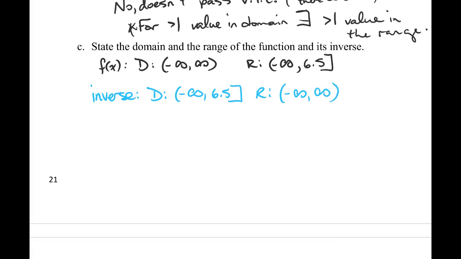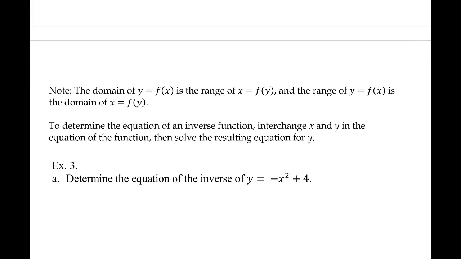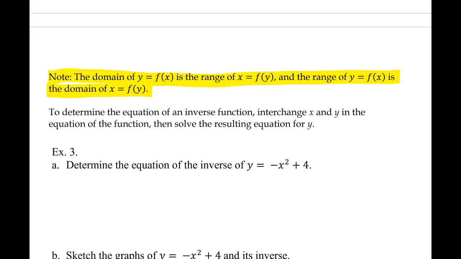And you'll notice that they straight up flip, whereas we didn't see that in any of our other transformations. So again, that's what this is noting here. The domain and range just trade when we do the inverse functions.